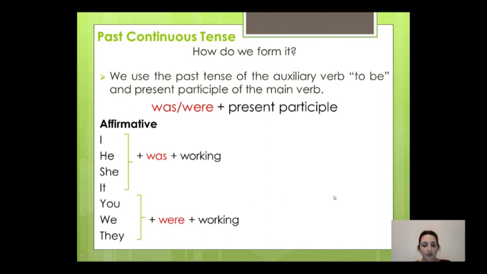Okay, I'll give you a couple of seconds to write down this affirmative case.